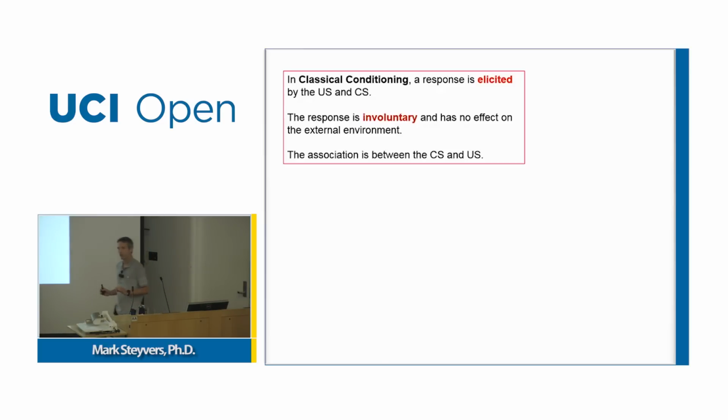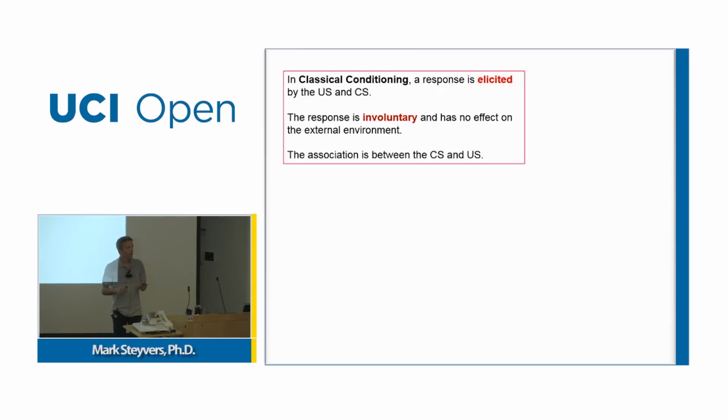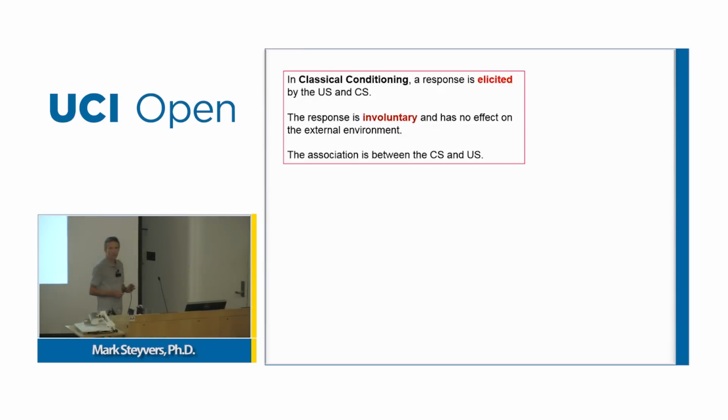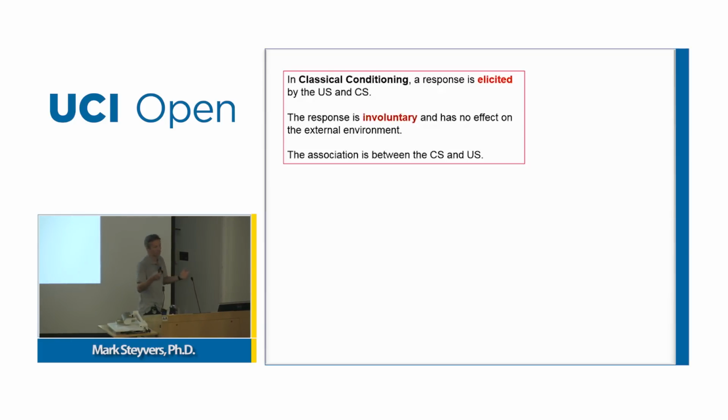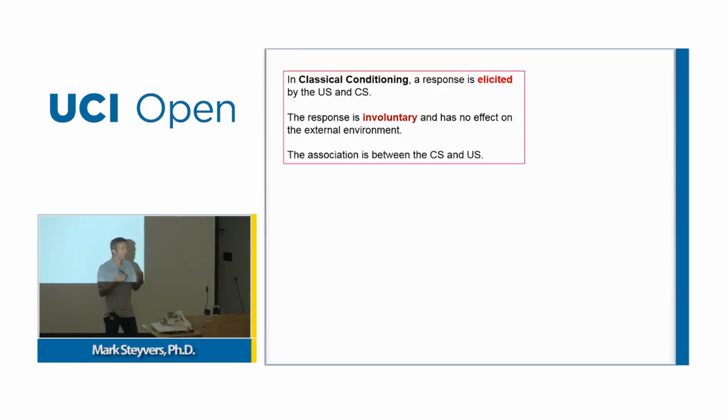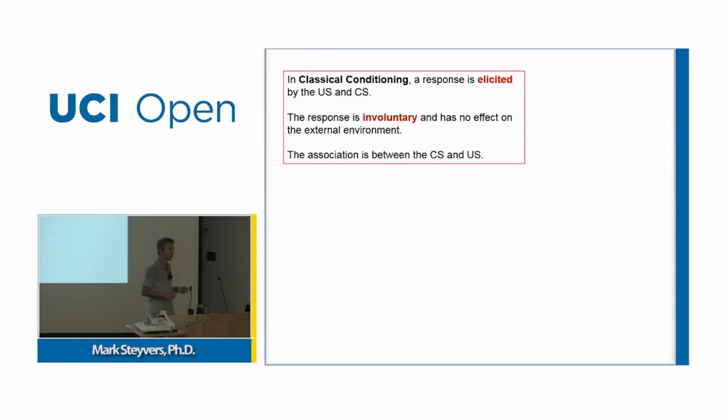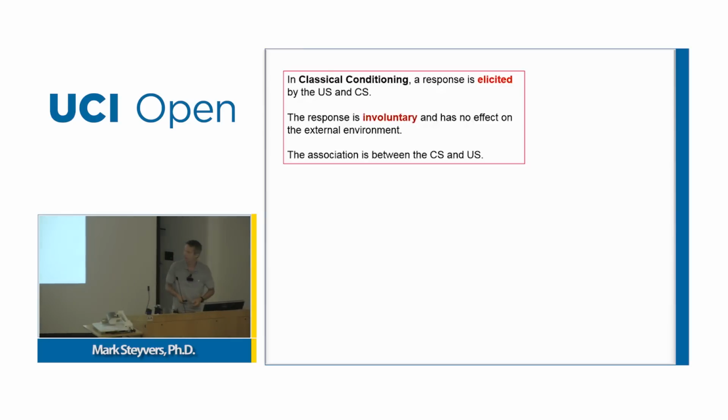So Skinner made this very important distinction between classical conditioning and operant conditioning. In classical conditioning, the response is elicited by an unconditioned stimulus and a conditioned stimulus. We're talking here about involuntary responses, reflexes essentially, that according to Skinner have no effect on the external environment. Right? So a salivation response is just an internal response. You're not acting on the environment. And the association learned is between the CS and the US.